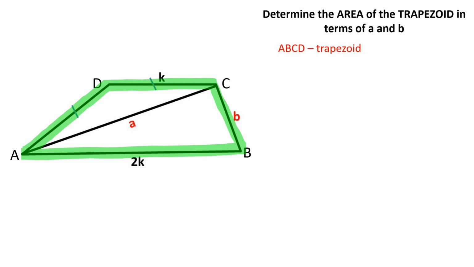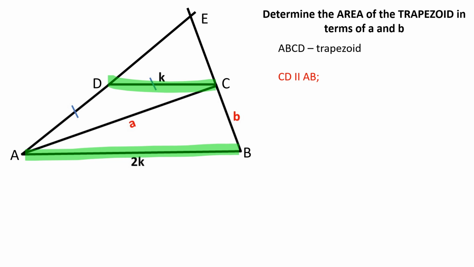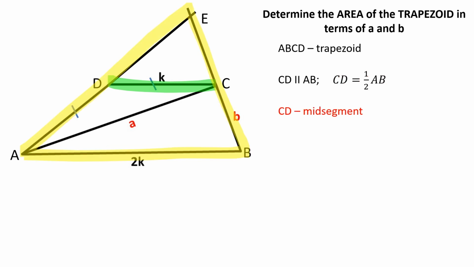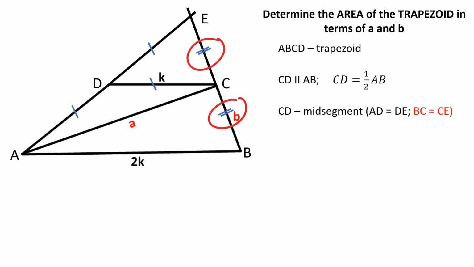ABCD is a trapezoid. Let's prolong sides AD and BC till they meet at point E. Since CD is parallel to AB and CD is equal to half of AB, CD is the midsegment of the triangle AEB. Therefore, AD is equal to DE and BC is equal to CE.